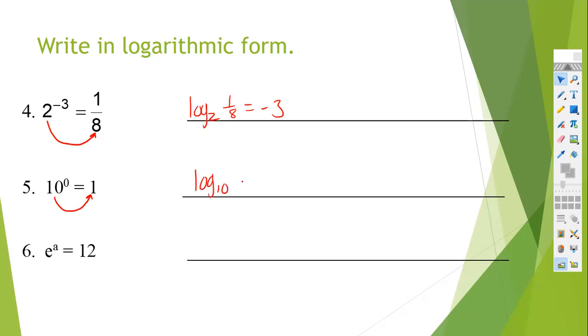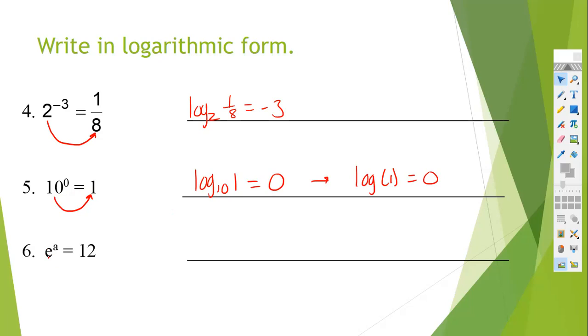So again, my base, my argument. So log 10, argument is 1, and your power was 0. This can also just be written as log of 1 equals 0. Because of the 10. 10 has the power to become invisible with log.